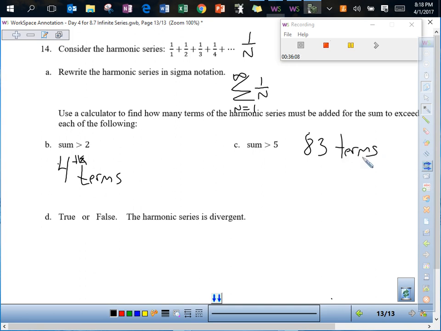Okay? So it says true or false. The harmonic sequence is divergent. That's true because this thing's going to grow just a little bit forever.